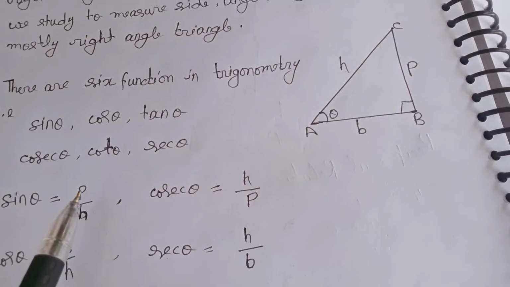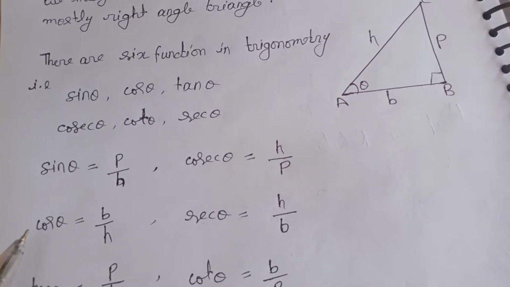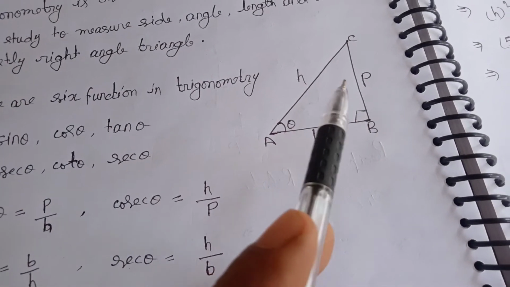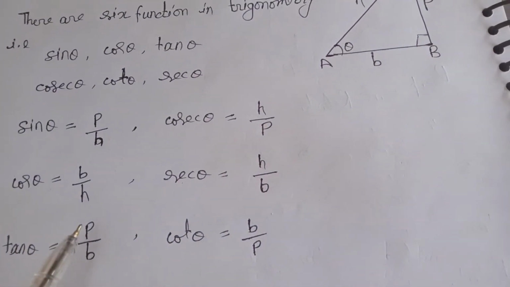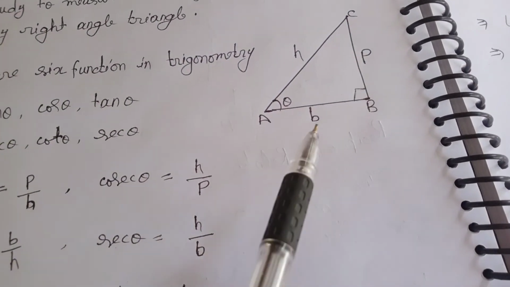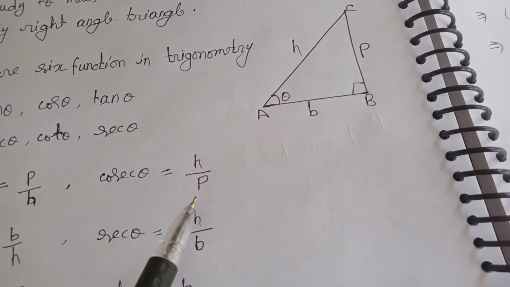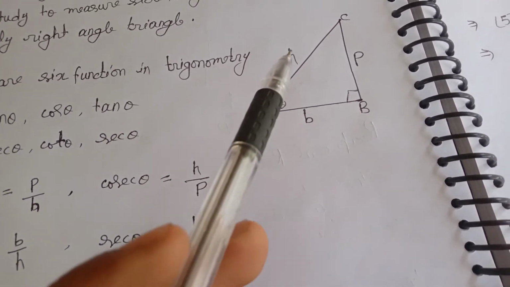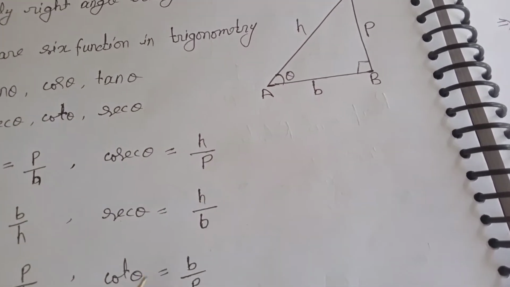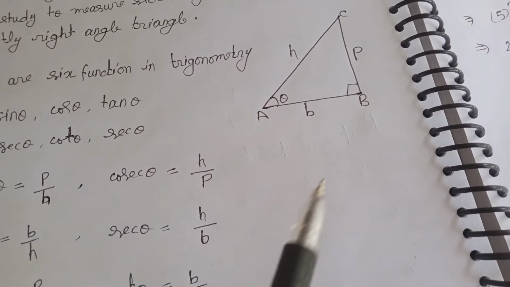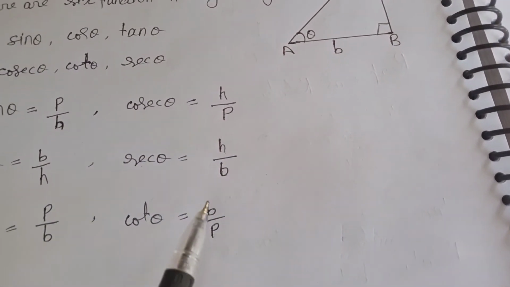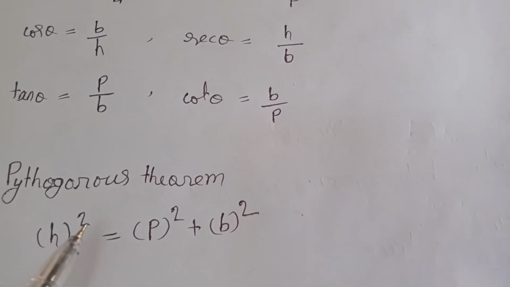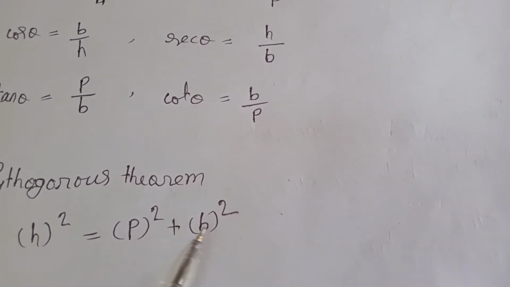Sin theta equals perpendicular upon hypotenuse, cos theta equals base upon hypotenuse, tan theta equals perpendicular upon base. Cosec theta equals hypotenuse upon perpendicular. Sec theta equals hypotenuse upon base. The last is cot theta equals base upon perpendicular. Pythagoras theorem: hypotenuse square equals perpendicular square plus base square.